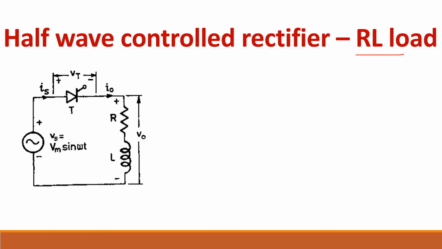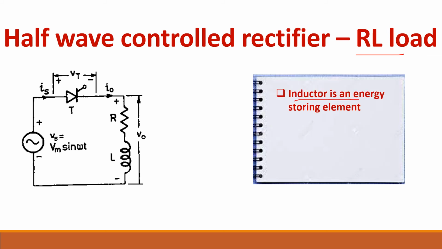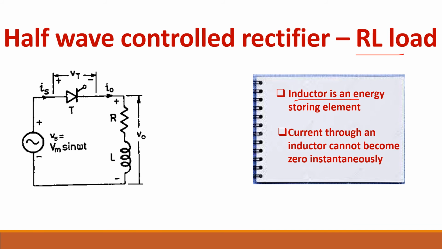So R and L load is there. What is the property of L? It is an energy storing element. So you cannot make the current through the inductor become zero immediately. It needs a path for the current to flow. During the negative half cycle, you cannot make this current become zero immediately. So current continues to flow, and the thyristor also continues to conduct in the negative half cycle, till the current becomes zero.